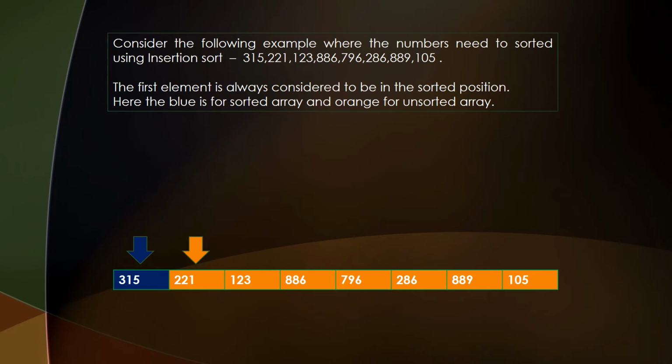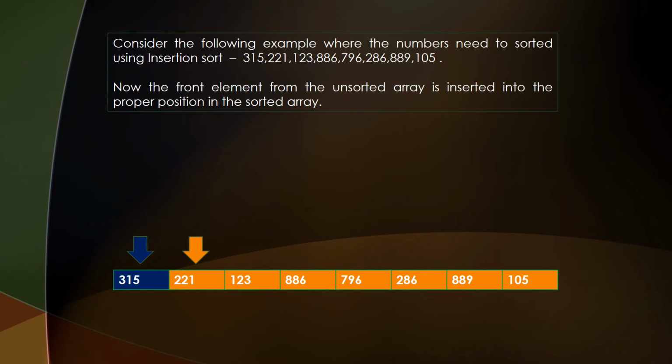Now we begin the actual sorting process using the insertion sort algorithm. Remember, blue is for the sorted array and orange is for the unsorted array. We take one element from the unsorted array, which is at the front of the unsorted array, and insert it into its proper position in the sorted array. As you can see, 221 is at the front of the unsorted array. We take it and insert it into its proper position in the sorted array. 221 is less than 315, so it will be inserted before 315 in the sorted array.